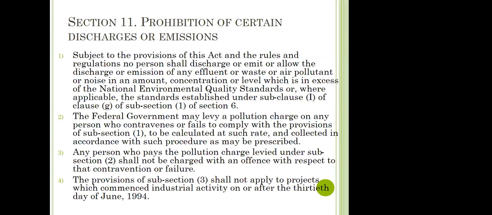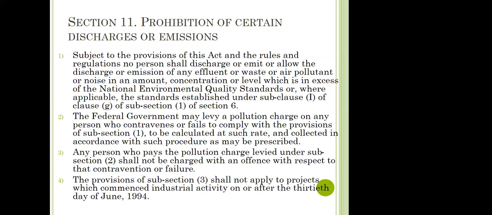No person shall discharge or emit, or allow the discharge or emission of, any effluent, waste, air pollutant or noise in an amount, concentration or level which is in excess of the NEQS, where applicable, the standards established under sub-clauses. The Federal Government may levy a pollution charge on any person who contravenes or fails to comply with the provisions of the subsections, to be calculated at such rates and collected in accordance with such procedures as may be prescribed. We have regulations on it. We can charge a pollution charge according to their rate of emissions and what they emit in the air.